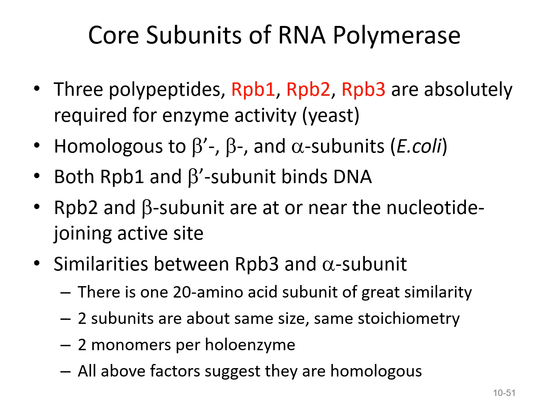RPB2 and the beta subunit are at or near the nucleotide joining active site for the synthesis. And then there is similarity between RPB3 and the alpha subunit. There's a 20 amino acid region of great similarity, two subunits of about the same size, and 2 monomers per holoenzyme.